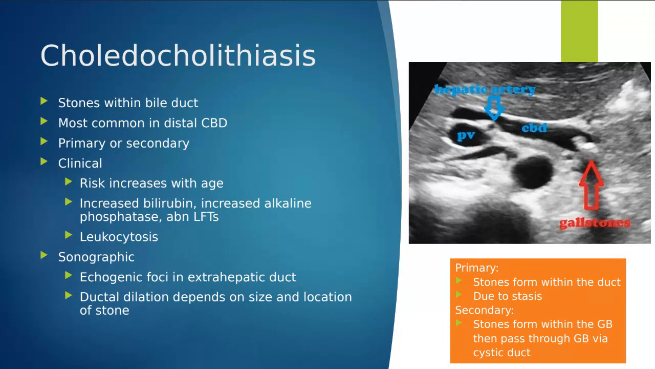It's just not likely. Clinically, the risk of getting choledochal lithiasis increases as we age. We are going to see increased levels of bilirubin, alkaline phosphatase, and abnormal LFTs. The patient can have leukocytosis depending on the severity and any other complications that this stone is causing. On ultrasound, we're going to see echogenic foci in the extrahepatic duct, right? So we're not looking in the liver at this point. We are looking at our CBD, which is located outside of our liver. And we're going to see ductal dilatation depending on the size of that stone and the location of where it is positioned. And this is a really nice example, all labeled out for you.